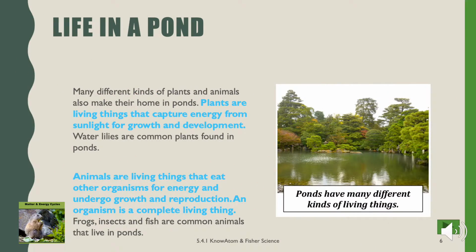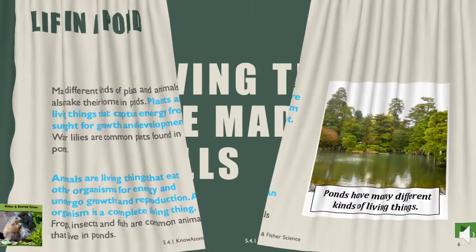So as we continue to read, we know that in a pond there's going to be many different types of plants and animals that use that ecosystem to survive. So plants are going to be those living things that capture energy from the sun to grow and develop, and we know that they use photosynthesis to help do that. While animals are any living thing that can eat something else to gain its energy and undergo growth and reproduction. So any organism is a living thing. So you're going to have your plants, your animals, your bacteria, those are all organisms. They're all living things. Water, sunlight, soil, those are not living things.